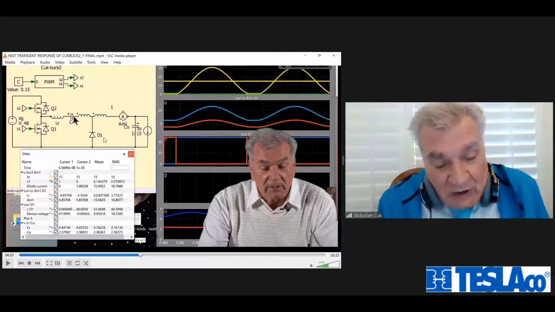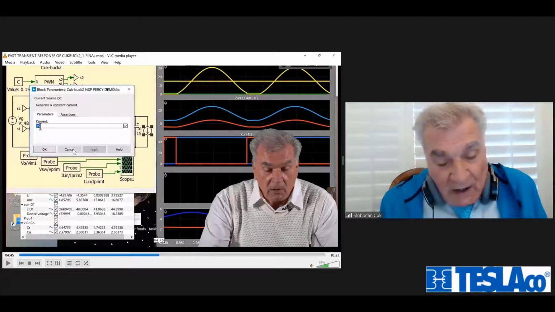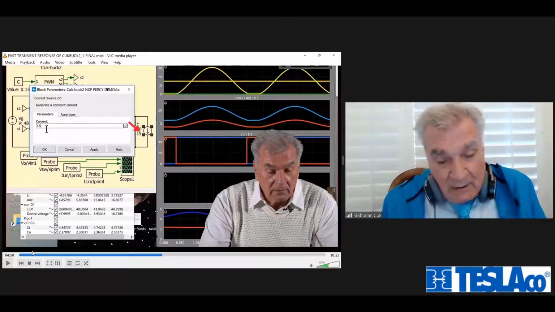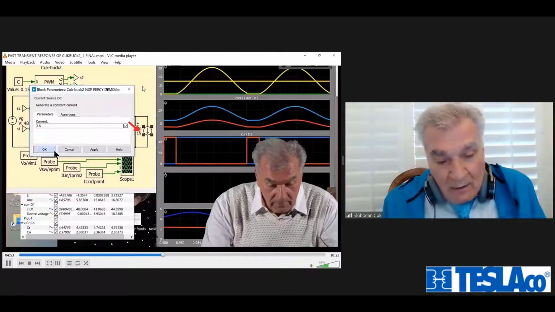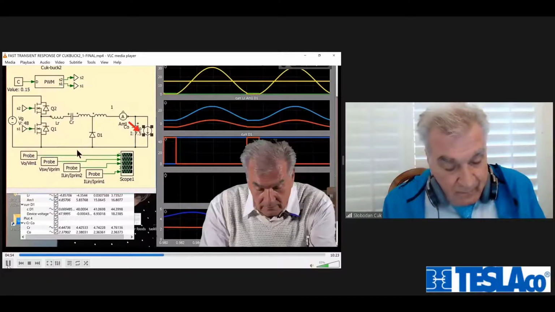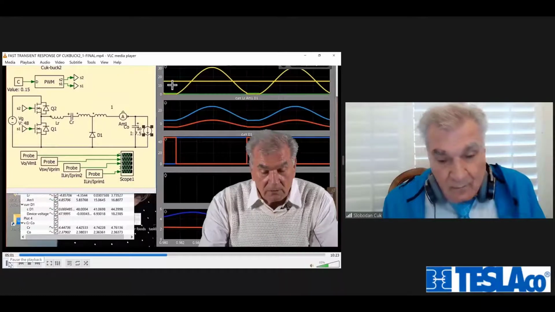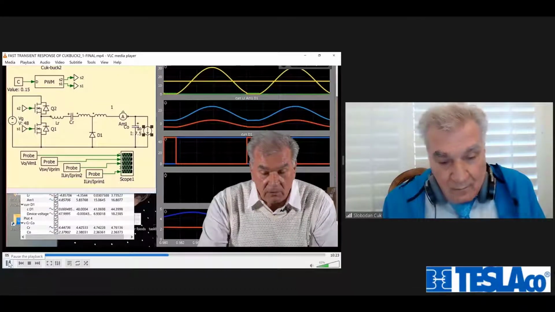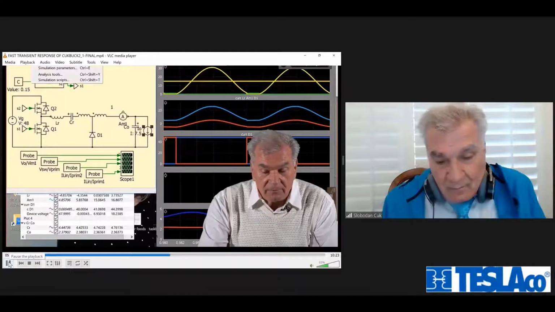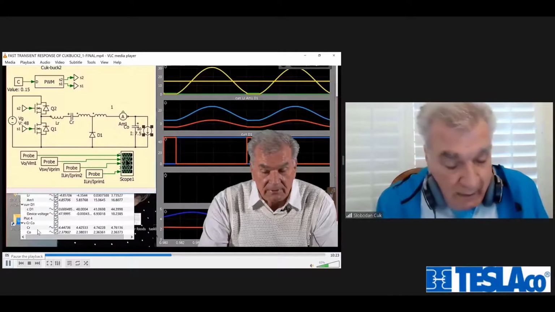Okay, you see, I changed the current from 15 amps to 7.5 amps. You see, I changed it to 7.5 amps, and see what happens. It is half of the DC load current. So you will see now on the top channel that 15 amps will reduce down to 7.5 amps. So you see here, when I reduce.